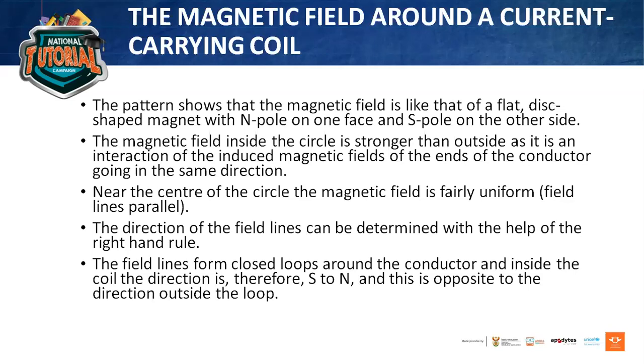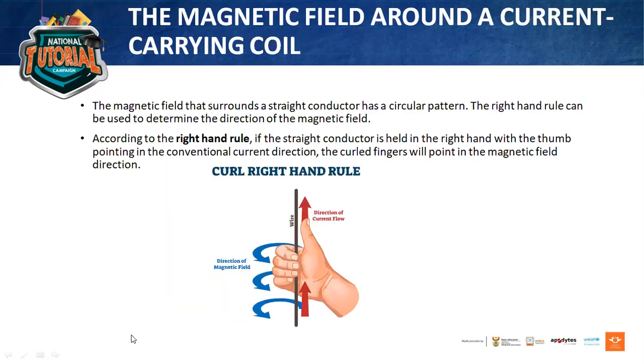The field lines form a closed loop around the conductor, and inside the coil the direction is opposite to the direction outside the loop, so we always illustrate by showing the south and north pole. So this is how the right-hand rule looks like. This was introduced in order for us to know the direction of the magnetic field. It says the magnetic field that surrounds a straight conductor has a circular pattern. As you guys have seen in all the examples that we've shown, the magnetic field always is indicated by a circular pattern.